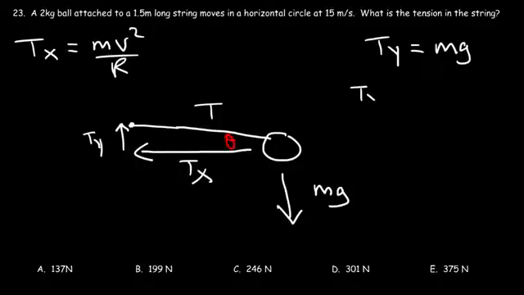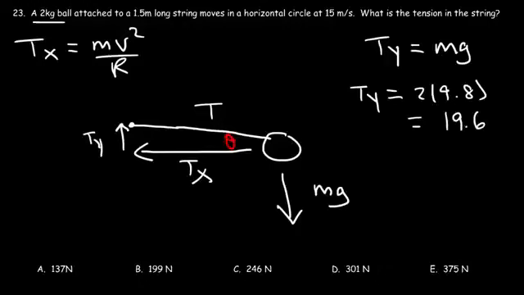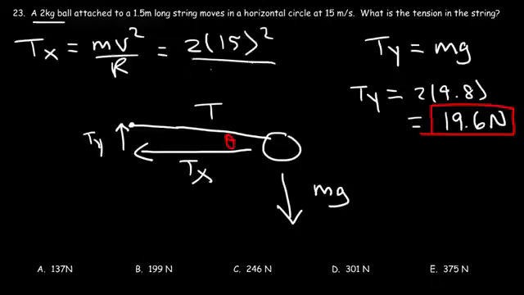So let's start with Ty. The mass of the ball is 2 kilograms, and G is 9.8. So Ty is 19.6 newtons. So that's the first thing we need to do. Now let's calculate Tx. So we have a mass of 2. The speed of the ball is 15 meters per second, and the radius of the circle is the length of the string, which is 1.5. So Tx, I'm running out of space here, is 300 newtons.